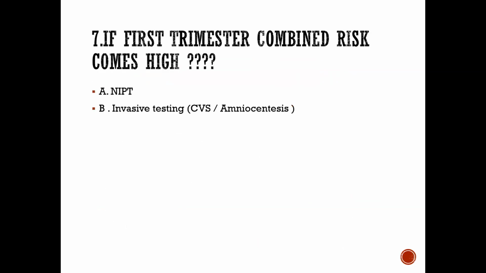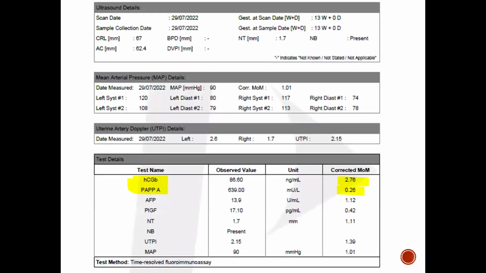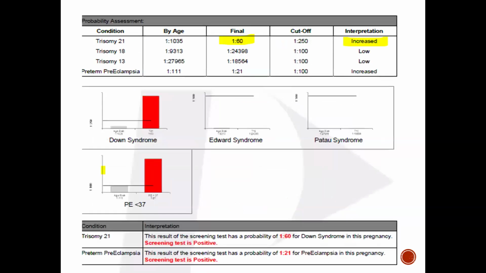Now, if the first trimester combined risk is coming high, how to counsel the patient? This is the commonest thing we encounter in our clinical practice. Here is a sample of the report. You can see the highlighted parts. Beta HCG is showing 2.76 MoM and PAPP-A is showing 0.26 MoM. So it is very clear that beta HCG is high and PAPP-A is low. The report shows final risk is 1 in 60, that is increased risk. We can see clearly that this is showing high risk for Down syndrome and preeclampsia.